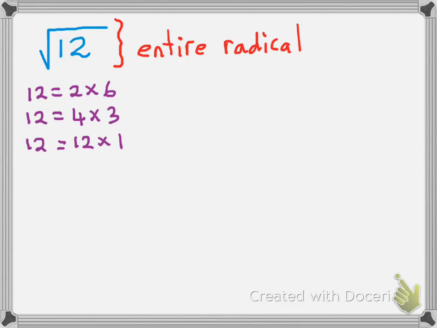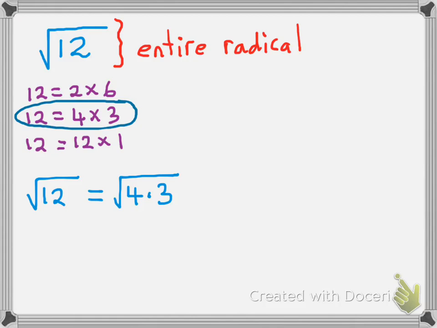Which of these component factors is appropriate to replace 12 with under this square root sign? The one we want is the one that has a perfect square in it. So one of those factors has to be a perfect square. In other words, it is a number that if you take two whole numbers and multiply them together, you will get that number. So you have 4. The one that has a perfect square there is 4 by 3, because 4 is 2 times 2. So we can replace 12 with 4 times 3.